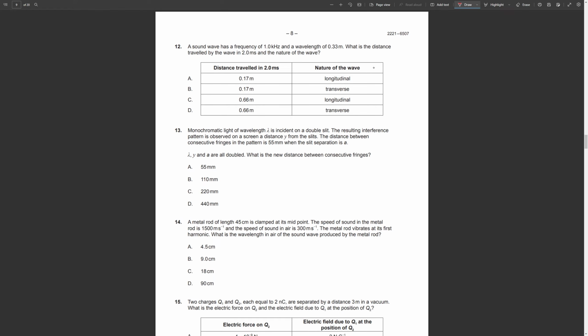Question 12. Now you're given a sound wave. Therefore, it must be a longitudinal wave. All sound waves, no matter whether underwater or in the air, are longitudinal waves.